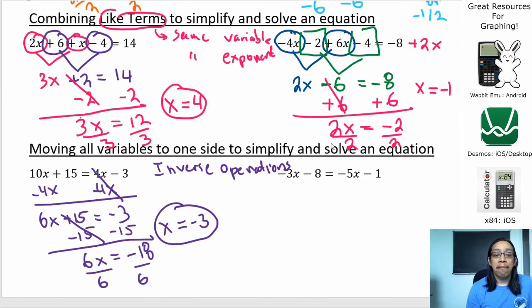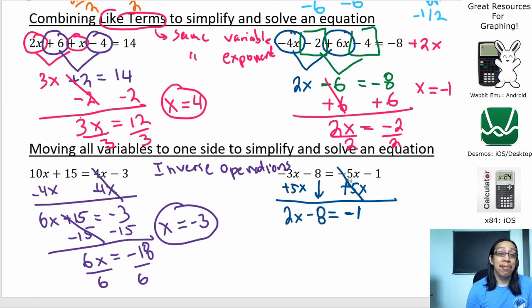So, if this is a negative 5x, my inverse operation would be positive 5x. So I'm going to be adding 5x to both sides. When we do that, that creates a zero pair. All we're left with here is negative 1. Negative 3x plus 5x is 2x. We're going to bring this guy down, this negative 8, and then we are down to a two-step equation. So we add 8 on both sides. We're left with 2x equals, this creates a zero pair, 2x equals negative 1 plus 8.